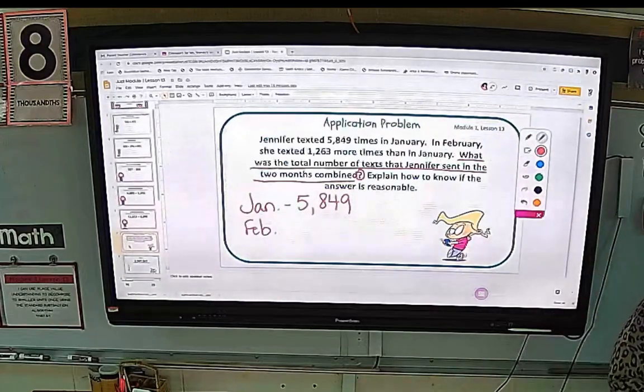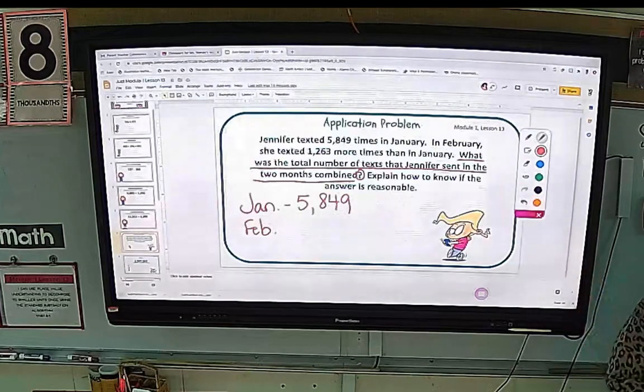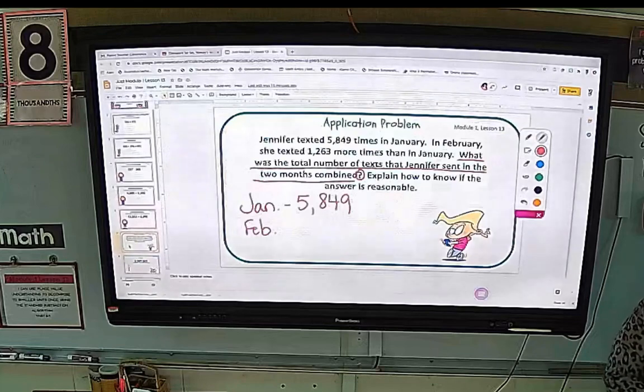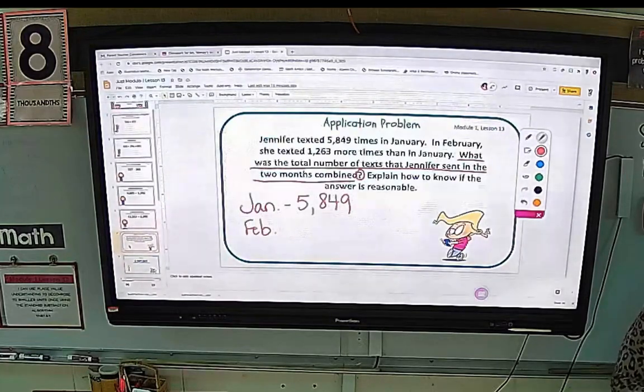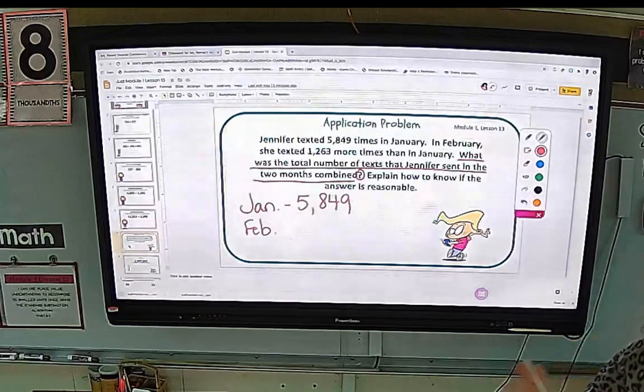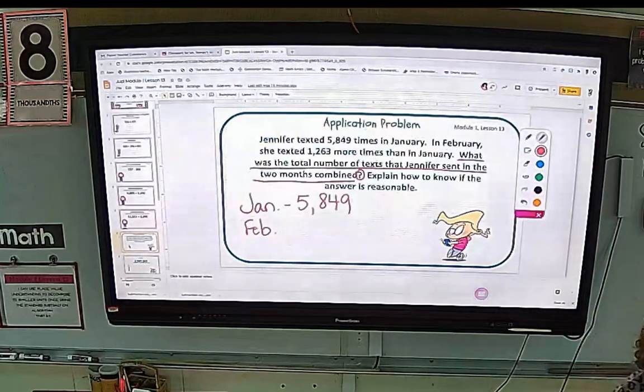7,112. Okay. Anybody else get 7,112? I don't see that number up there. Okay. Did they get that just for February? Just for February. Okay. Gone are the days, guys, where we can just grab the numbers we see and add them together, or subtract them. Okay, you've got to read it carefully.